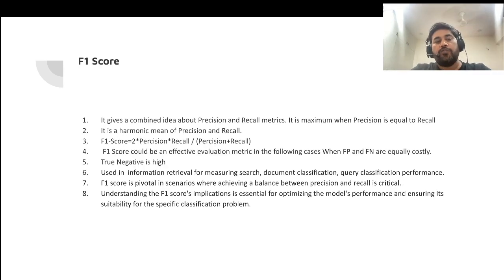Then there is the F1 score. It gives a combined idea about the precision and recall metrics, and it is basically the harmonic mean of precision and recall. We use it when false positive and false negative are both equally costly, and true negative is high. It tries to balance precision and recall.